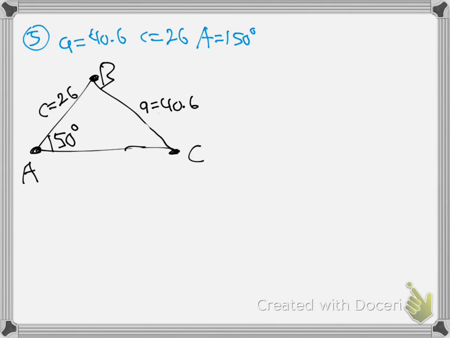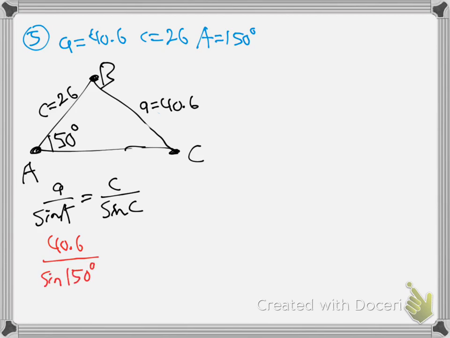So I'm going to go little a over sine A is little c over sine C. Right, side over sine of the angle across from it. So little a is 40.6 over sine 150. These two. And these two, right? Is little c, 26, over the sine of capital C. Is that good to there? We good? And then diagonal, diagonal.